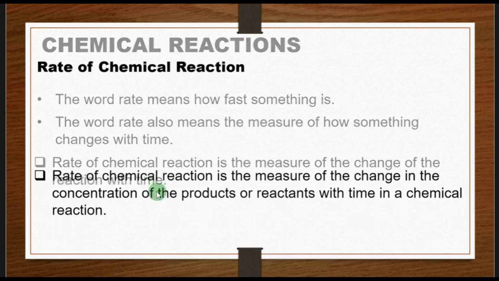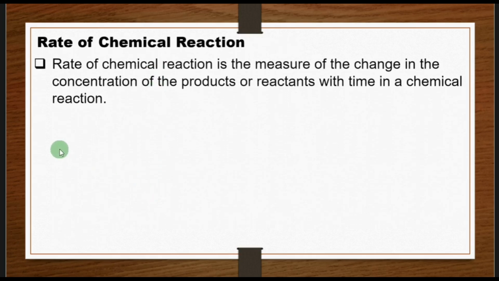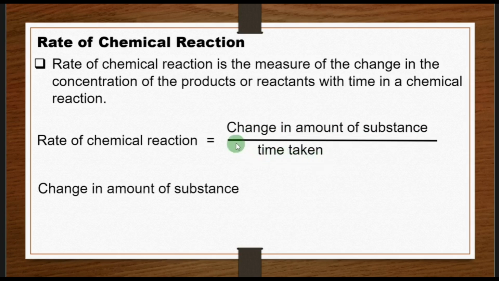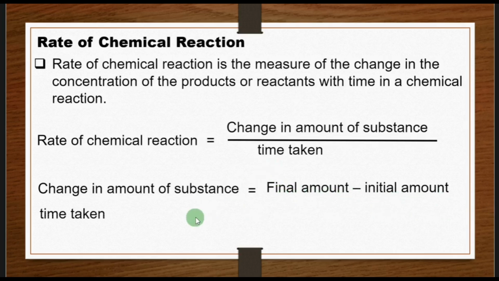We can use a formula to represent this. This statement can be converted into a formula by saying the rate of chemical reaction is equal to the change in amount of substance over the time taken. The change in amount of substance can also mean final amount minus initial amount, and the time taken can also mean final time minus initial time.